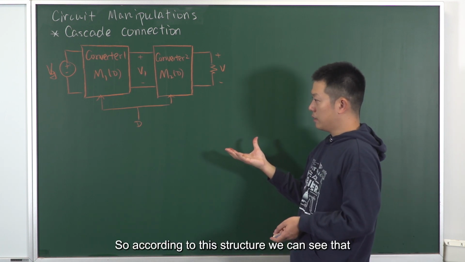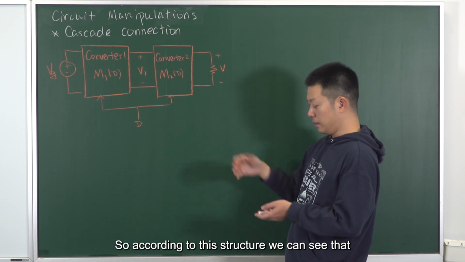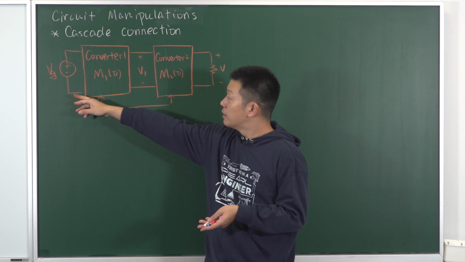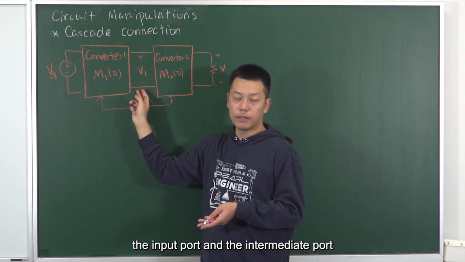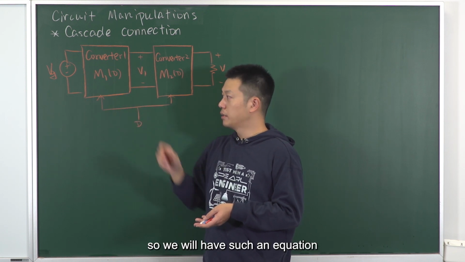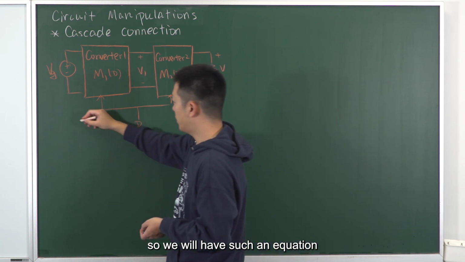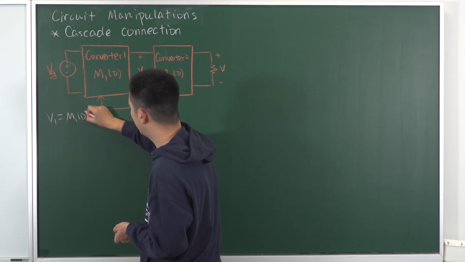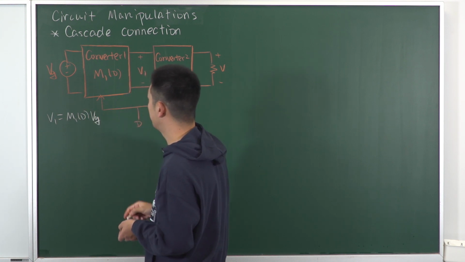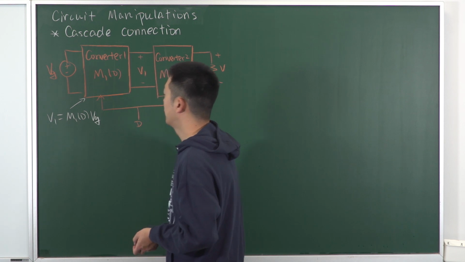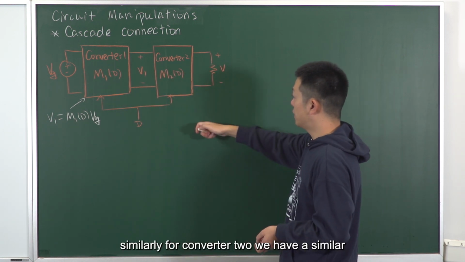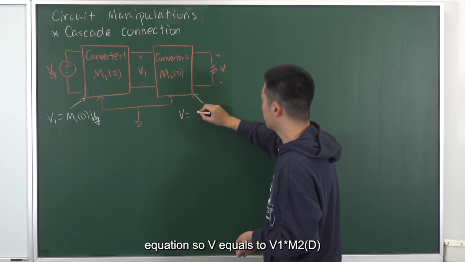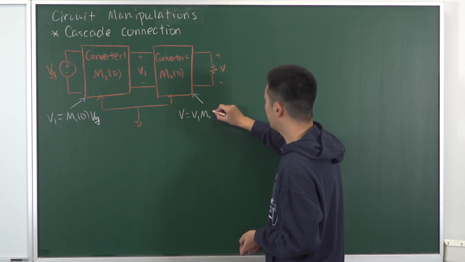So according to this structure, we can see that converter 1 links the input port and the intermediate port. So we will have such an equation: V1 equals M1D times the input voltage. Similarly, for converter 2, we have a similar equation. So V equals V1 times M2D.